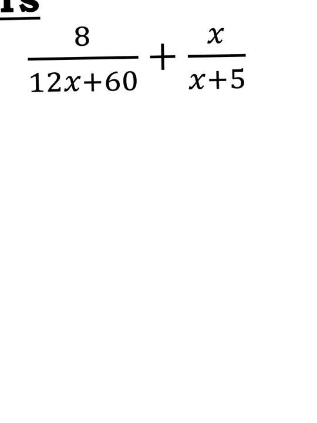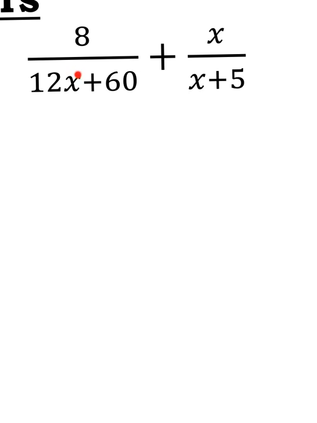So with that being said, let's do another example. I have 8 over 12x plus 60, plus x over x plus 5. Just because you have x's on top doesn't mean you can cancel it, because this is an x plus 5. So this also needs to say x plus 5 if you were to do any canceling. But right now, the first step is to always find the least common denominator, and so we need to factor.